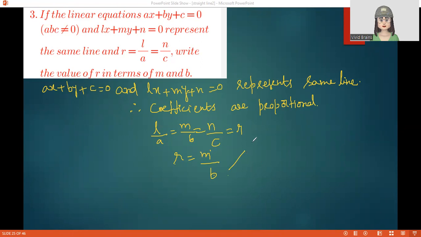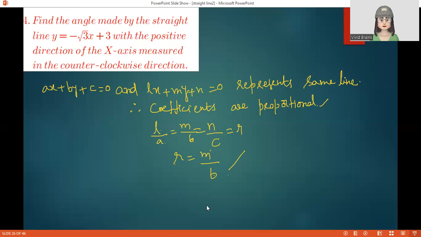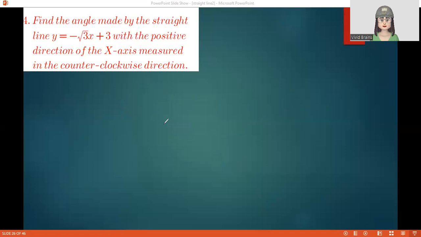So what is the main concept here? Whenever the two equations represent the same line, the coefficients are proportional, so their ratio must be the same. That is the main concept we used in this question. Let us move to the next question. The question goes like this. Look at the fourth question.